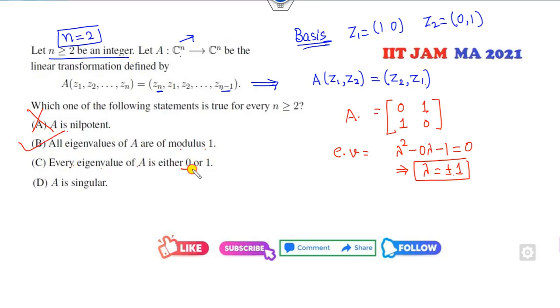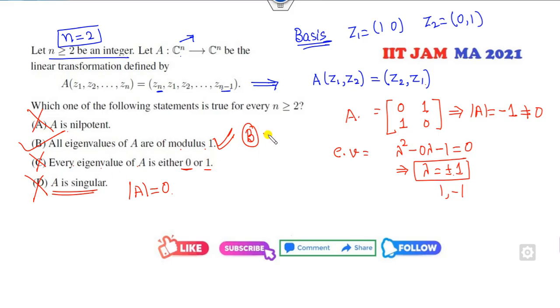Every eigenvalue of A is either 0 or 1, but it is +1 as well as -1, so this is not correct. A is singular. What is the meaning of singular? Determinant of A is 0, but clearly the determinant of A is -1, which is non-zero. So this option is cancelled. The only option left is B, my right answer to the problem.